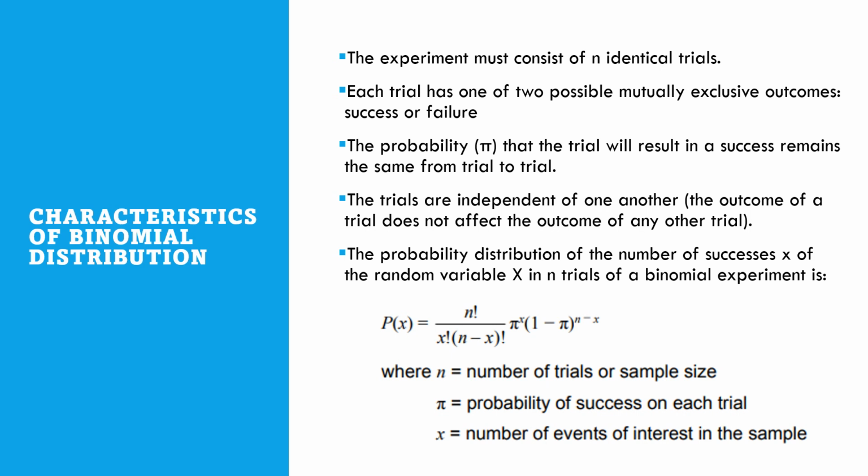The probability distribution of the number of successes x of the random variable X in n trials of a binomial experiment is this. We add to the rule of combination this term, which represents the probability of exactly x events of interest from an observation in a particular sequence. Here n is equal to the number of trials or sample size, pi is equal to the probability of success on each trial, and x is equal to the number of events of interest in the sample.